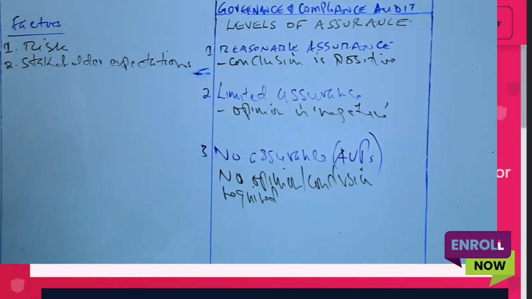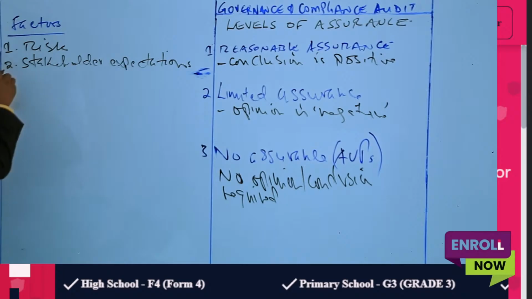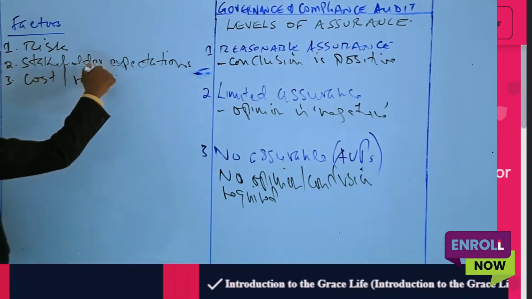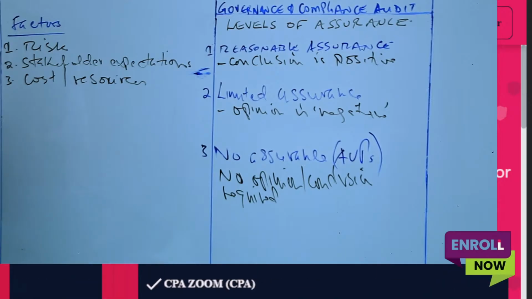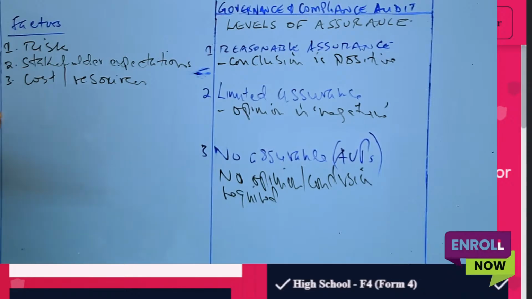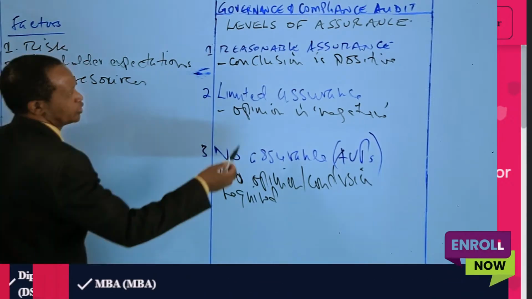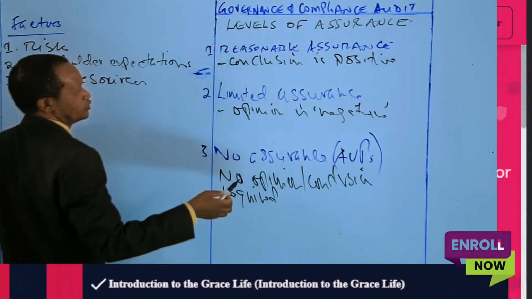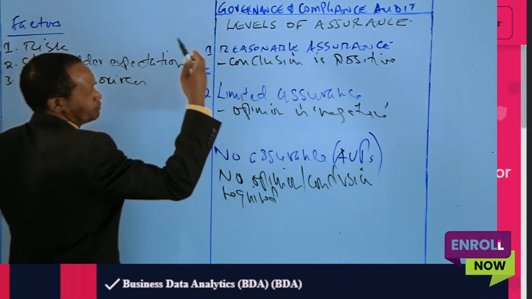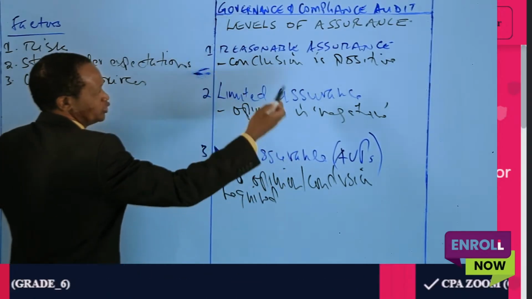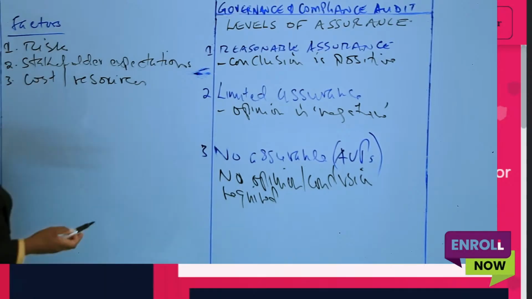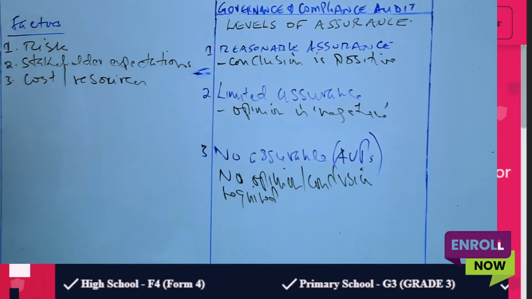Number 3 is cost or resources. A reasonable assurance engagement requires significantly more time, more resources, and a larger budget than a limited assurance review. Why? Because to provide reasonable assurance, substantive testing must be done, detailed tests must be carried out, and to do such kind of testing, the auditors require a high budget.